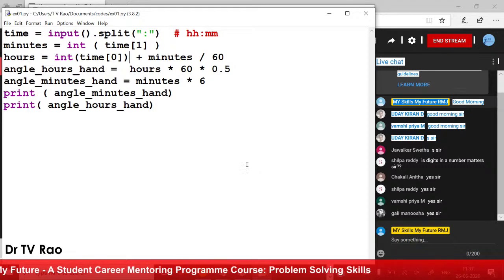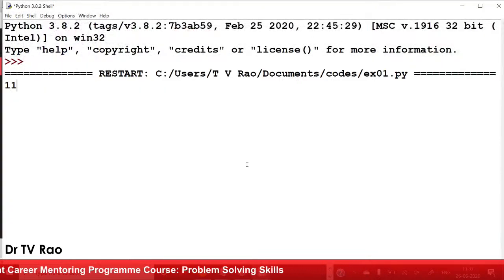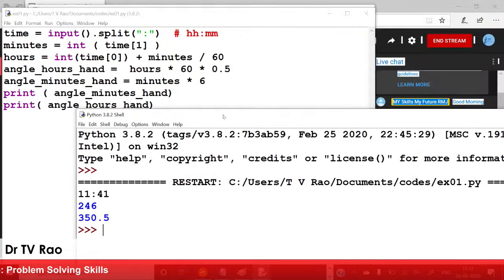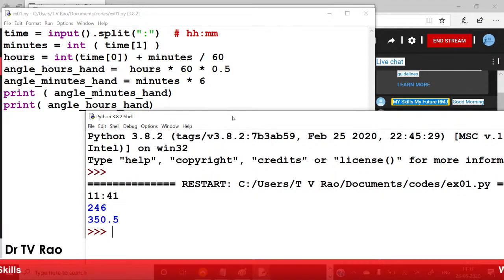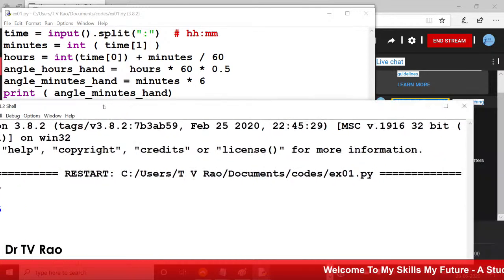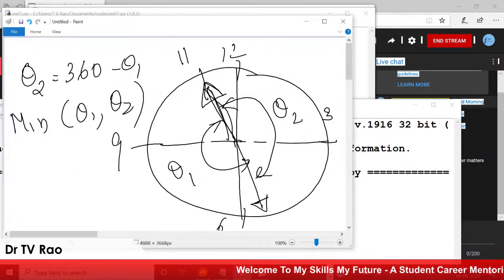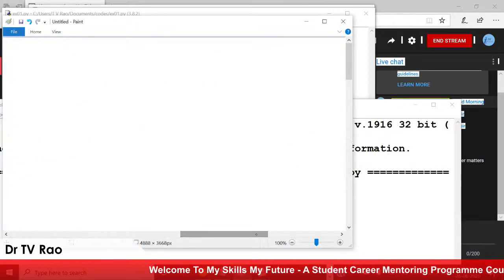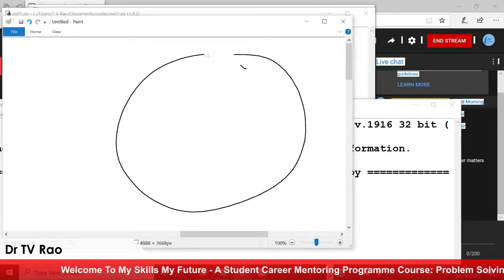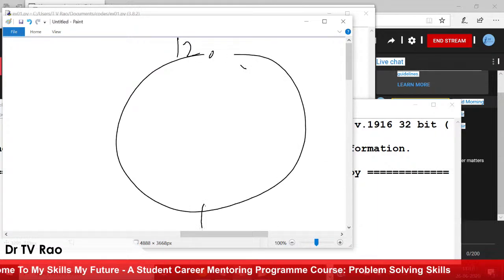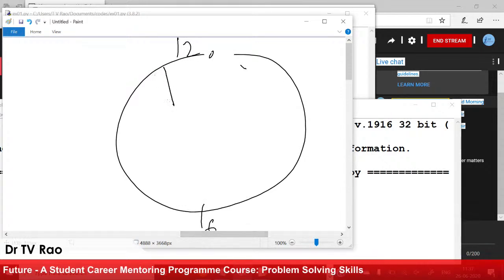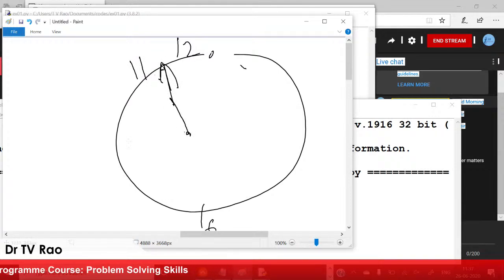11:41. Okay, so the angle rotated by the minutes hand is 246 and the hours hand is close to 12. This is 12, this is 6. The hours hand is almost here, between 11 and 12. The minutes hand is almost here, between 9 and 8. Okay, is this clear?